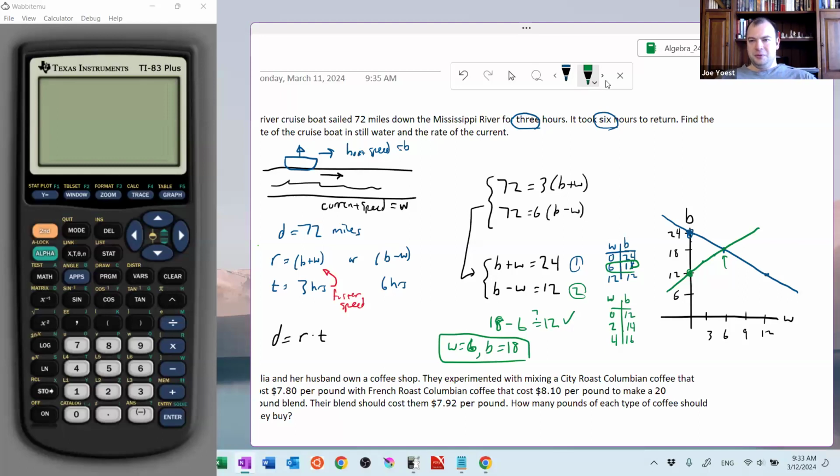And similar to last time, we could use the calculator if we wanted to. We would have to solve these equations for one of the variables in terms of the other. So something like b equals 24 minus w, and b equals 12 plus w.